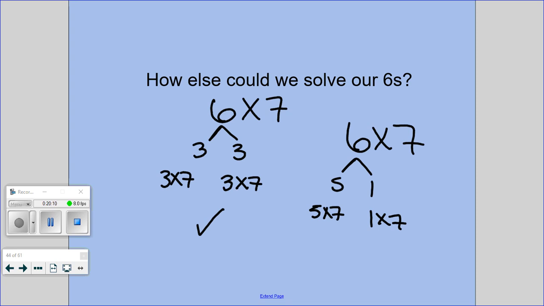I want you to either do the 3 version or the 5 and 1 version to solve 6 times 7. Whichever makes your brain happy, solve it in your notebook. Alright, a lot of you pick 3 and 3, but you don't know 3 times 7. That's a problem. You can't pick that strategy if you don't know that math fact.